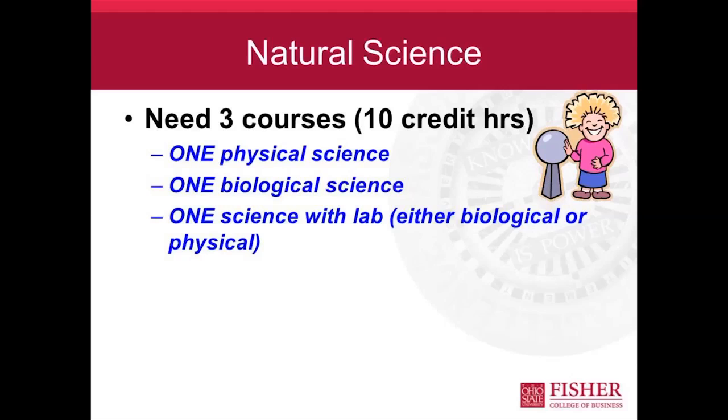So for example, students could take 2 biological science courses and 1 physical course, as long as one of the 3 has a lab. Students could also take 2 physical sciences and 1 biological science, as long as one has a lab.